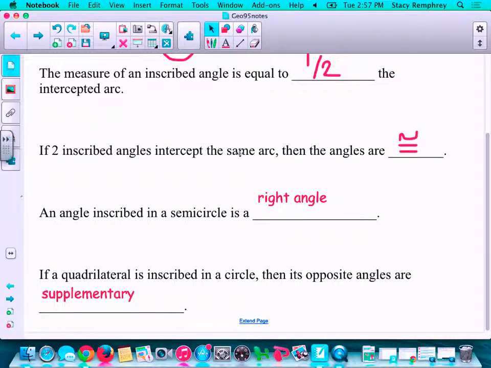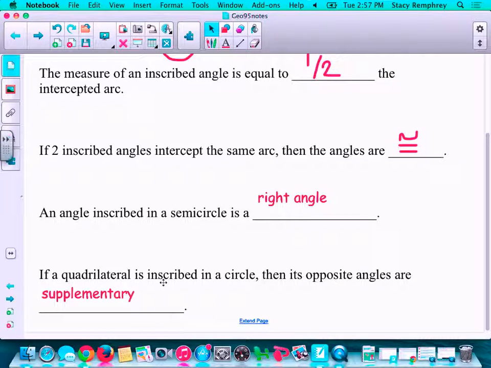If two inscribed angles intercept the same arc, then the angles are congruent. If they're equal to half the intercepted arc, they intercept the same arc, they're half of the same thing. They must be equal. An angle inscribed in a semicircle is a right angle. Well, a semicircle is 180 degrees. If the angle is inscribed, it's half of that, which makes it 90 degrees.